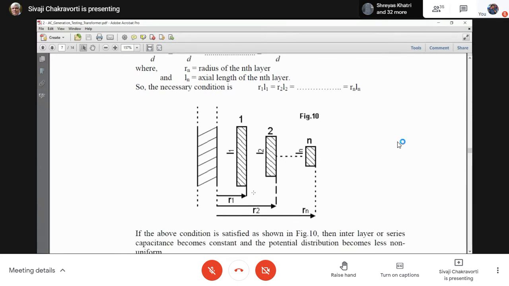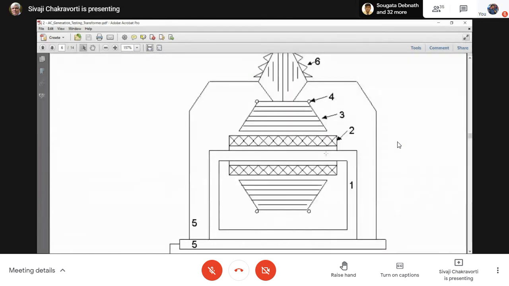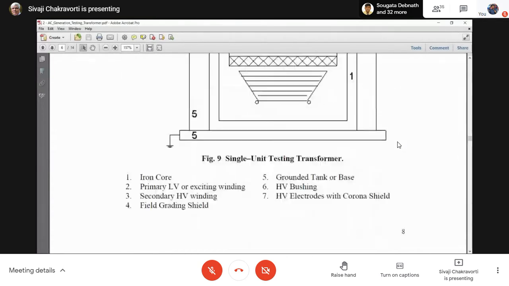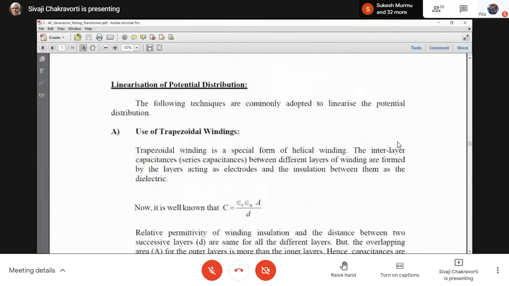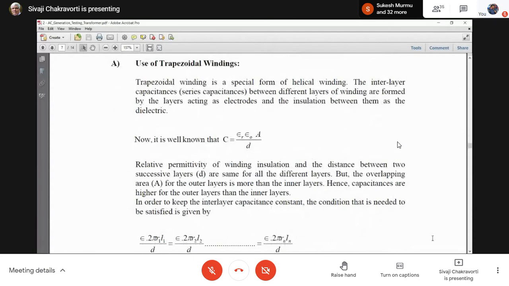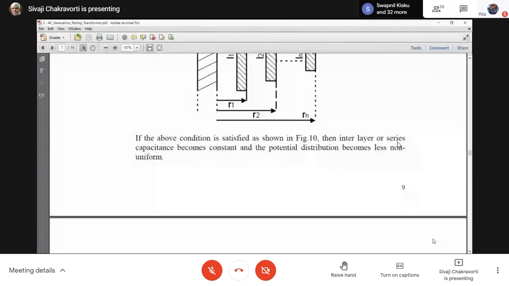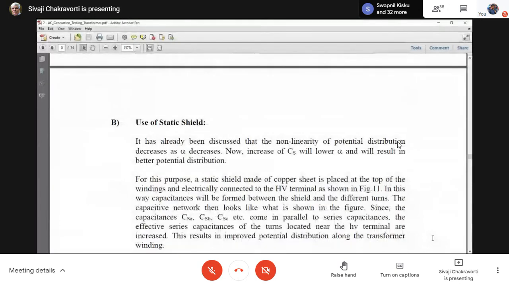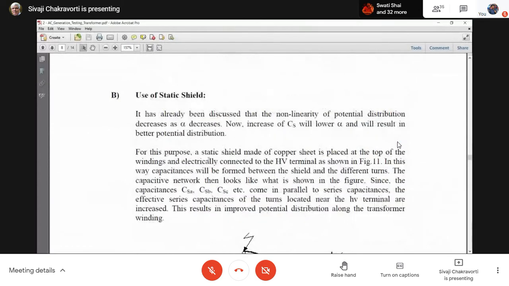And as you can see in this diagram, the first layer has radius R1 and length L1. For the second one, R2 is higher, so we reduce the length. For the third one, or nth one, Rn is much higher, so we reduce Ln. As a result, we get this type of trapezoidal winding, and this helps in linearizing the potential distribution. The second concept is the use of a static shield.